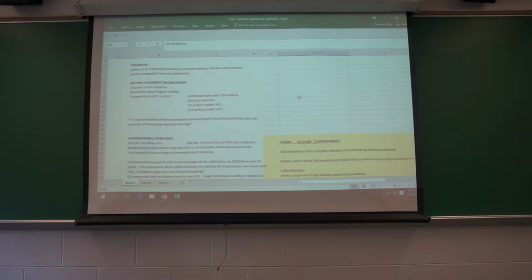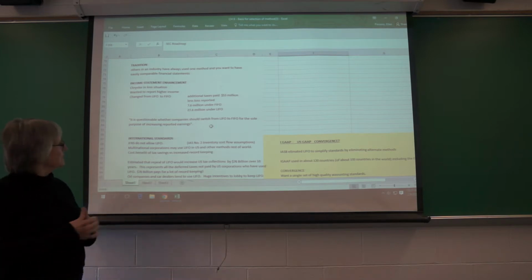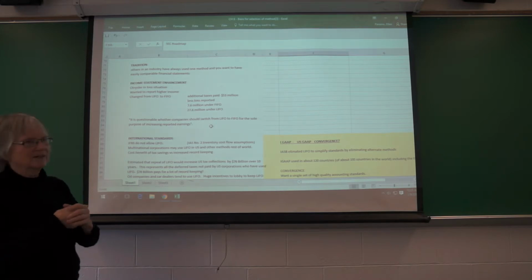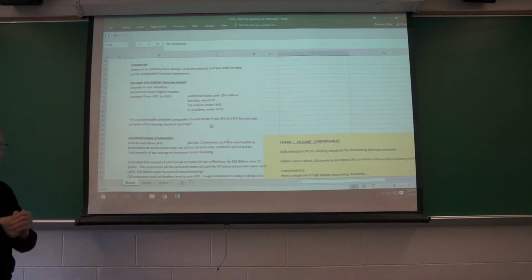Let's see, what did Chrysler do? They wanted to report a higher net income, so they changed from LIFO to FIFO. They paid some more taxes, and they reported a much lower loss. And the SEC comes out and says something like, it is questionable whether companies should switch from LIFO to FIFO for the sole purpose of increasing reported earnings. And yeah, it's generally not a good idea.